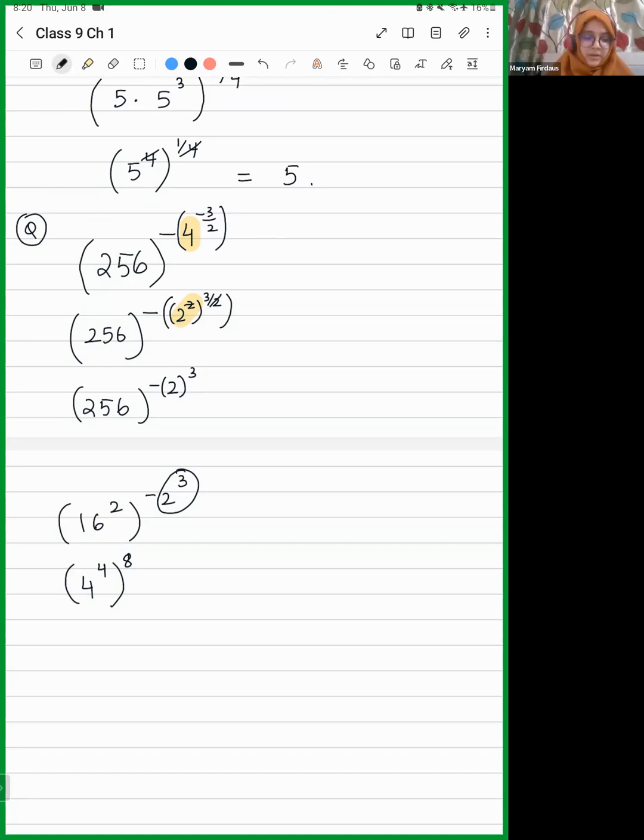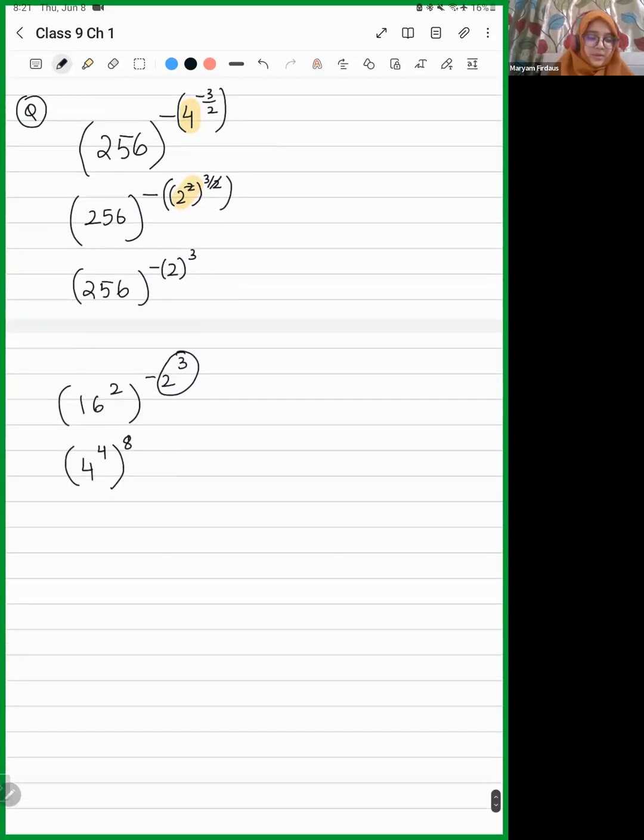256 to the power minus 4 to the power minus 3 by 2. Okay, so 4 can be written as 2 square, and this is 3 by 2. So square and square get cancelled. So now we have 2 cube minus 2 cube. Till here we have got 256 is 16 squared.